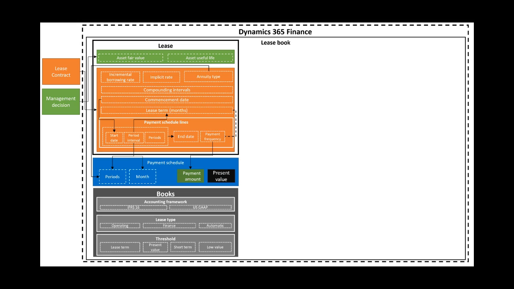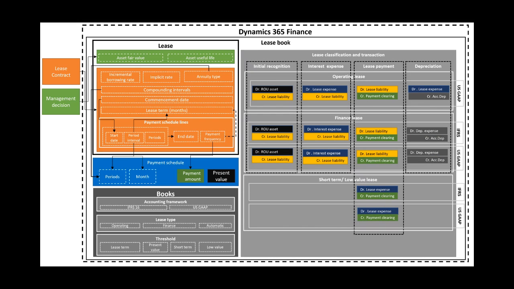If I set this to automatic, I will need to identify the thresholds for the lease term, the present value, the short-term lease, and low-value lease. And here, the system will do the logic to determine the lease type.